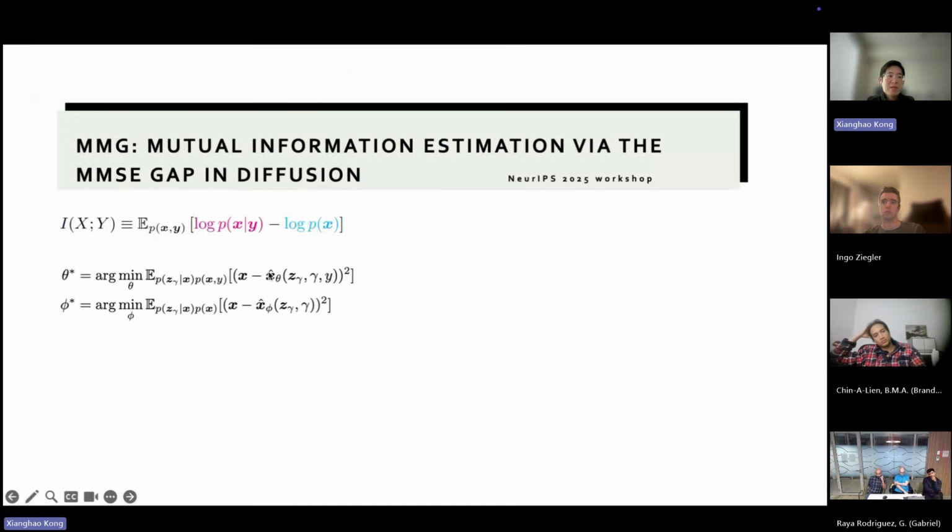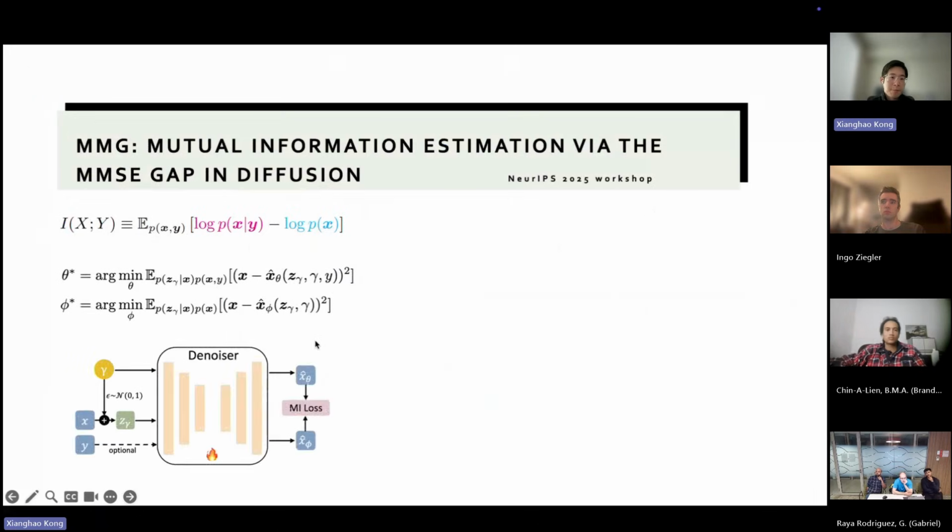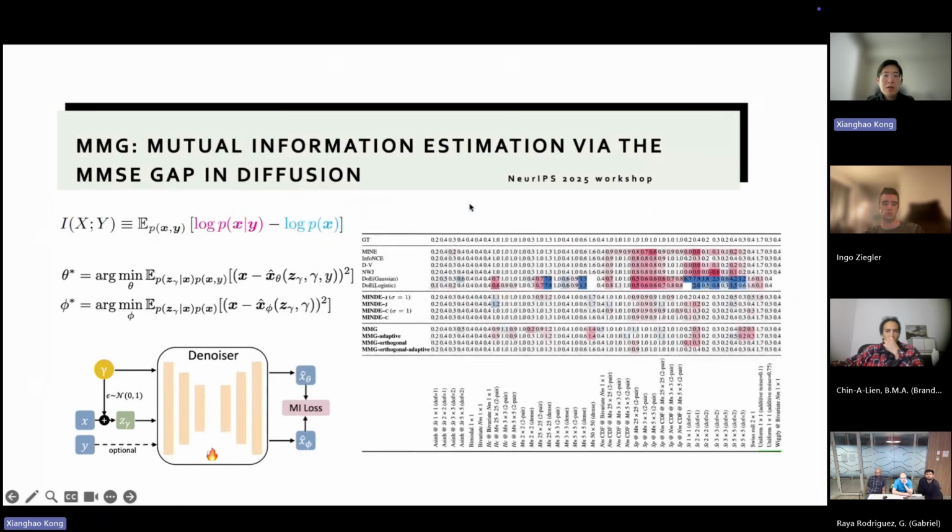So for training, I think that's very easy. We can just set a probability to drop off the conditioning. So this is a training paradigm, not much different from diffusion training, but just having a probability to drop off the conditioning. So this is the experiment results.